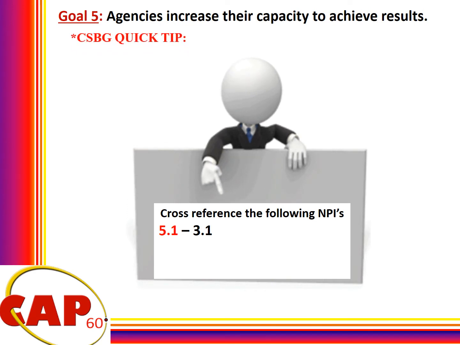Here is a CSBG quick tip for Goal 5. There are additional NPIs that should be cross-referenced just in case they can be used in conjunction with the NPIs you have already selected. If you use NPI 5.1, please cross-reference NPI 3.1.